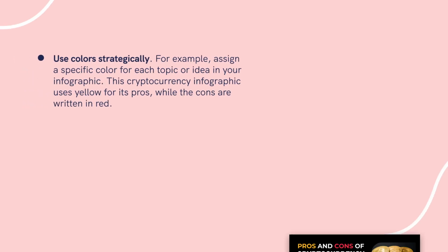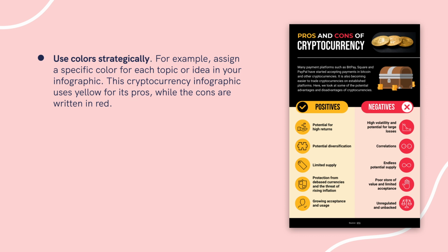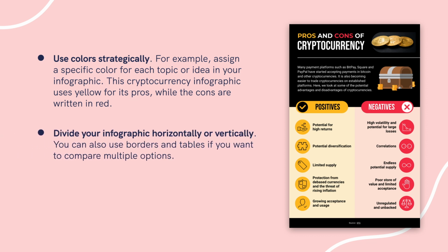Use colors strategically. For example, assign a specific color for each topic or idea in your infographic. This cryptocurrency infographic uses yellow for its pros, while the cons are written in red. Divide your infographic horizontally or vertically. You can also use borders and tables if you want to compare multiple options. Group similar topics together through boxes or bubble charts.